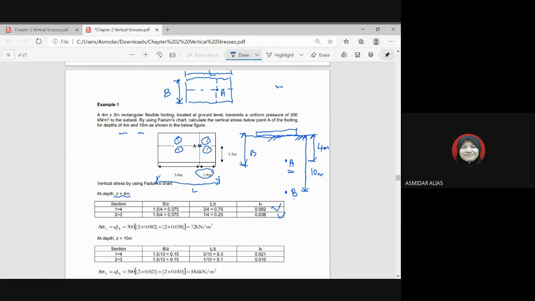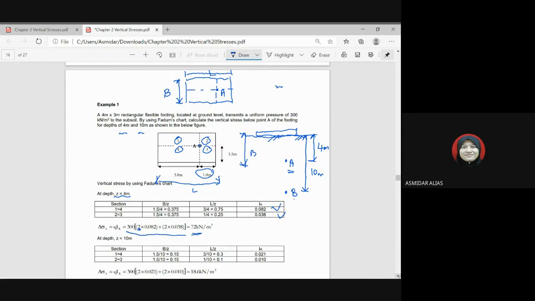So bila solution, okay, this is how you solve. 300 adalah load kepada rectangular shape tu. Okay, kenapa 2 ni? Sebab you ada 2 section untuk 1 dan 4. So 2 darab 0.082 plus 2 darab 0.038. You solve dalam kurungan ni, then you akan dapatlah nilai untuk vertical stress at point A pada 72 kN per m squared.